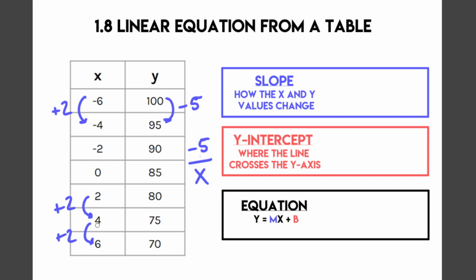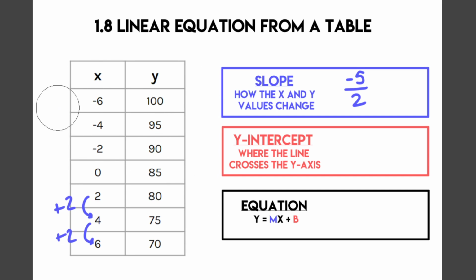This is still going up by 2. Again, it doesn't matter which 2 points you choose, you're always going to see the same pattern anywhere in the equation. So my x value is changing by a positive 2. Y value is going down by 5. X value is increasing by 2. So I have negative 5 over 2.